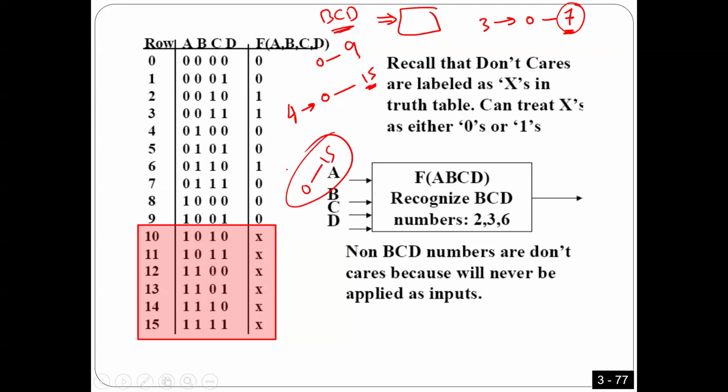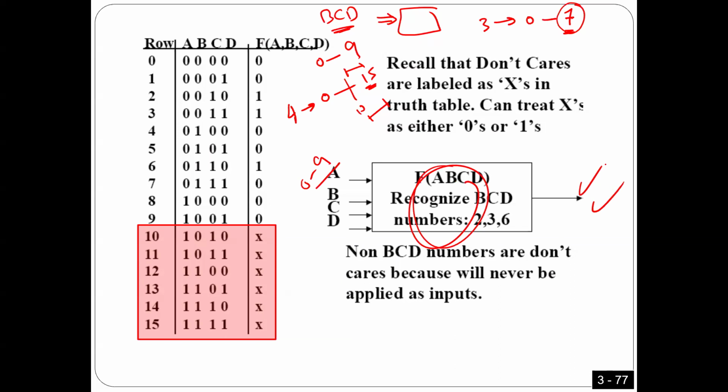But actually, the numbers from 10 to 15 you should not use, because the correct input has to be a number from 0 to 9. If it is correct, the input should not be a number from 10 to 15. But what happens if I input 10? What happens if I input 11? What happens if I input any value from 10 to 15? Because you have gates here, you will get something at the output.